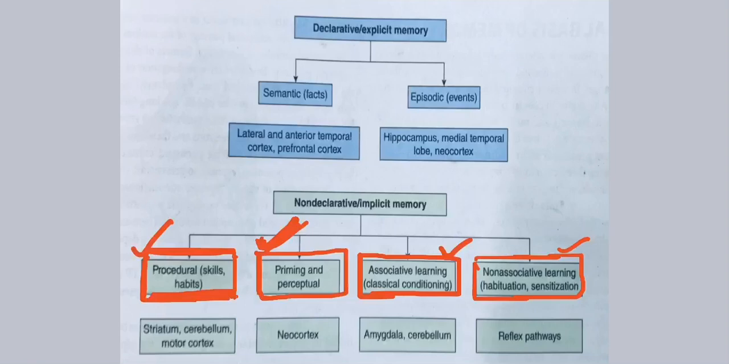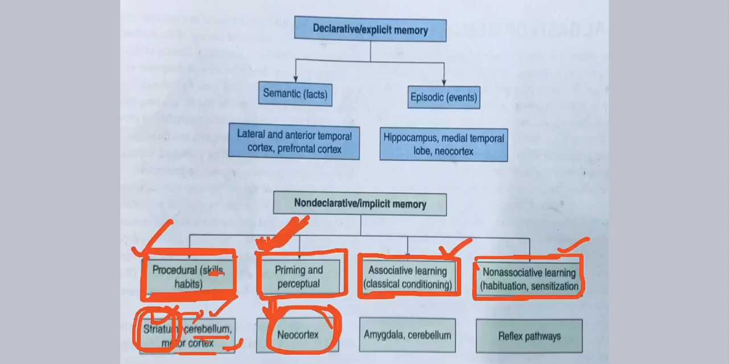Now the procedural memory, the skill you acquire or the habit you acquire, needs striatum, cerebellum and motor cortex. Motor cortex, why? To perform the motor activity, to perform any sort of skill, like I gave you the example of performing any surgery. Then you have to perform that surgery, you have to do a motor activity. So for that motor activity, motor cortex and cerebellum are needed, and striatum is for the coordination of that motor activity. And priming and perceptual is retained and retrieved because of the neocortex. It is dependent on the neocortex.